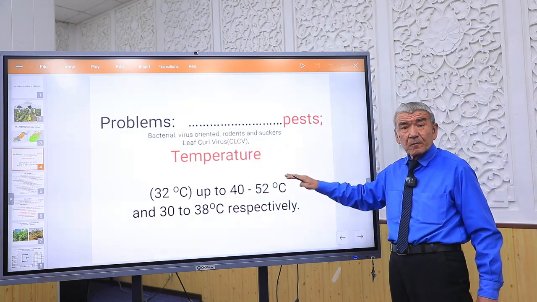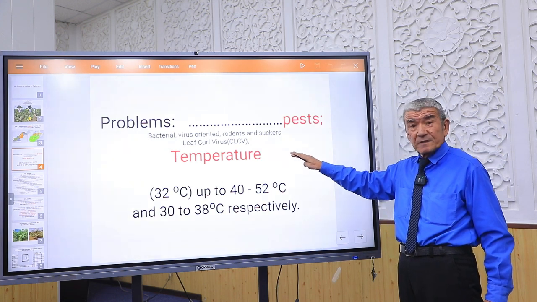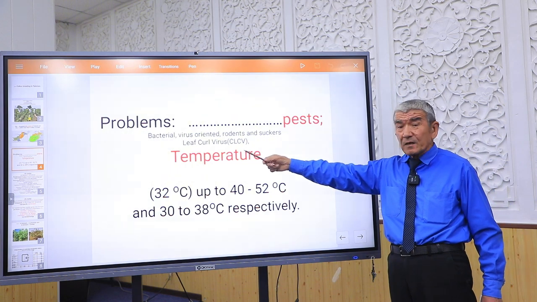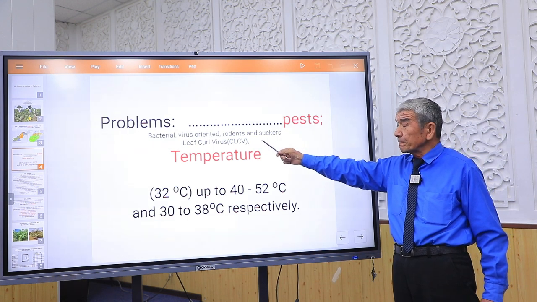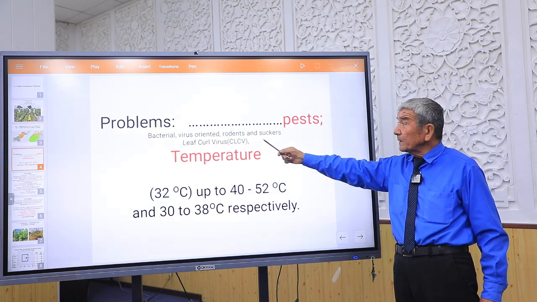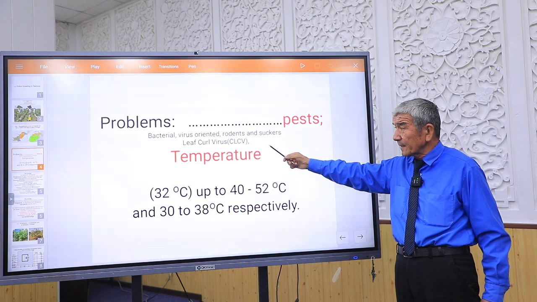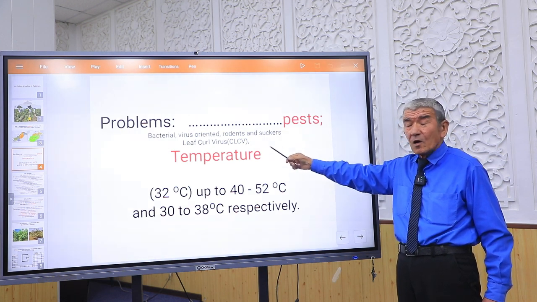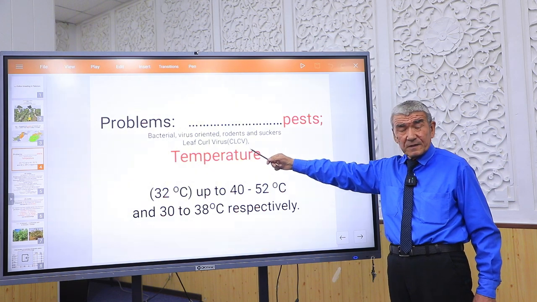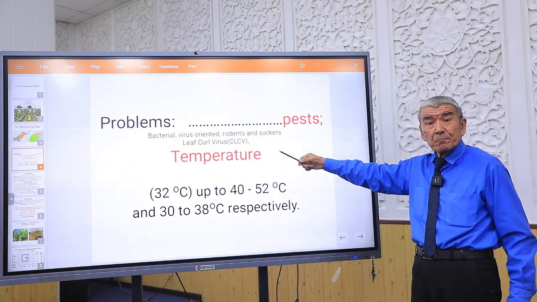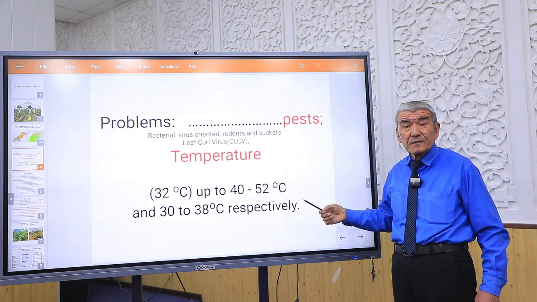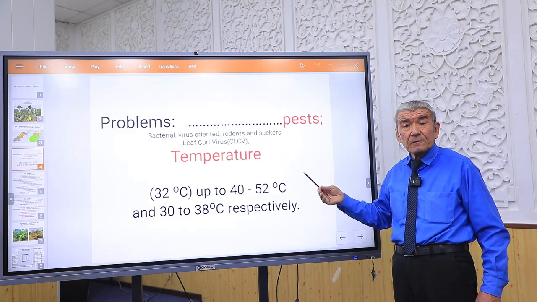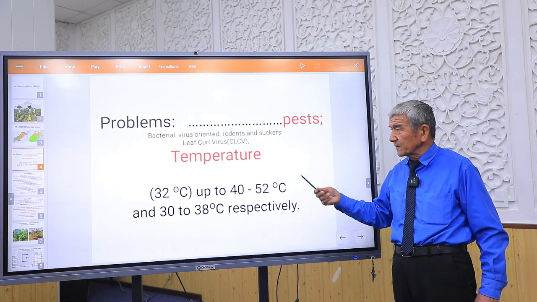The problems we already mentioned are about the pests. They are bacterial, virus-oriented, and additionally rodents and suckers rapidly progress. Among them, the most harmful is leaf curl virus, which gives farmers no profit at the end of the vegetation season.